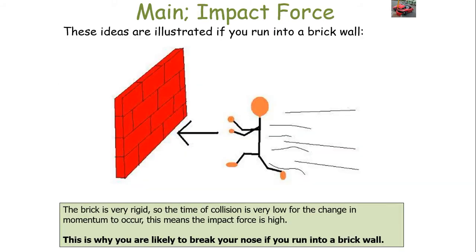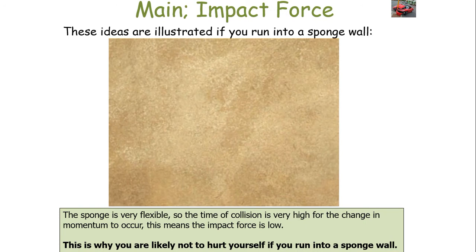So these ideas are illustrated if you run into a brick wall, because the brick is very rigid, so the time of collision is very low for the change in momentum to occur. This means your impact force is high, which is why it's likely you'll break your nose if you run into a brick wall. But if you run into a sponge wall, the sponge is flexible, so the time of collision is very high for the change in momentum to occur, so the impact force is low. This is why you're not likely to hurt yourself if you run into a sponge wall.